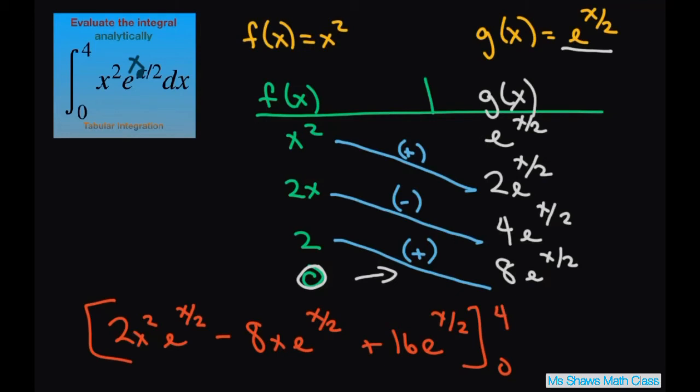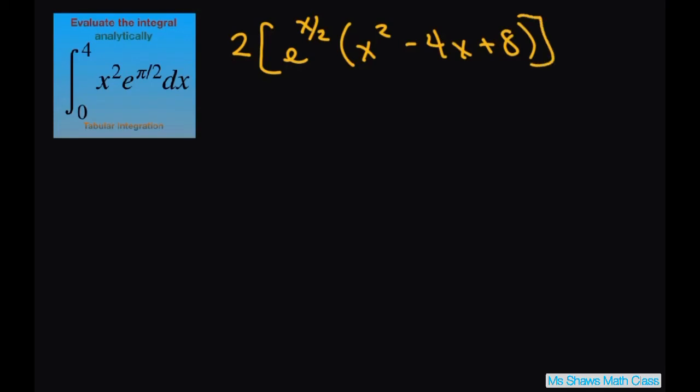Now on this second step, to make this easier, since each term has a factor of 2 and an e to the power of x divided by 2, I'm going to factor that out. So let's do that. I'm going to factor out 2, and also e to the x power divided by 2. Then you're going to get x squared minus 4x plus 8. And again, we're evaluating from 0 to 4.